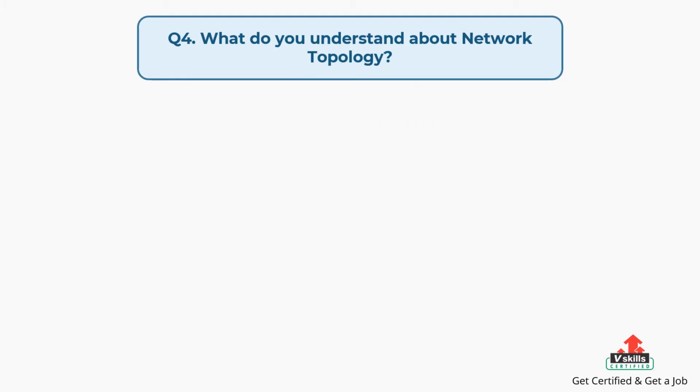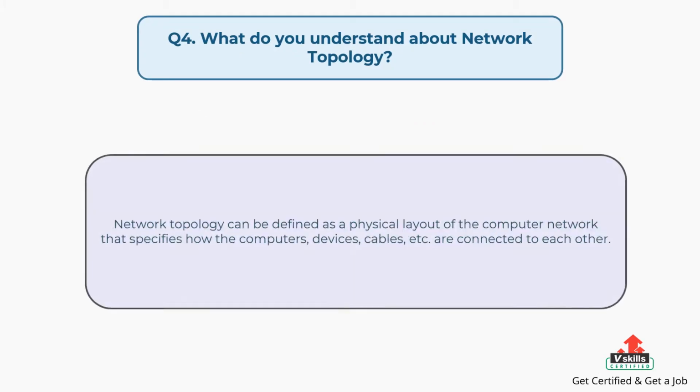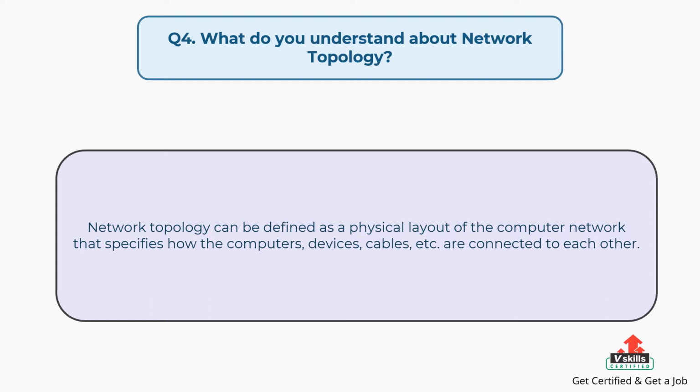Question number 4. What do you understand about network topology? The answer is, network topology can be defined as a physical layout of the computer network that specifies how the computers, devices, cables, etc. are connected to each other.